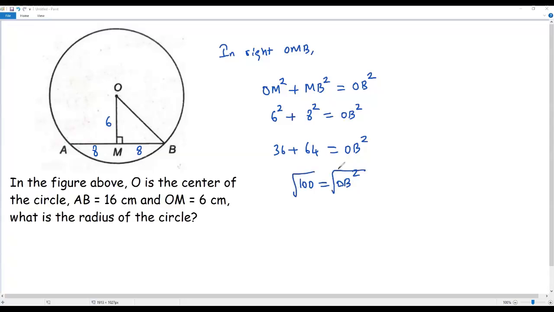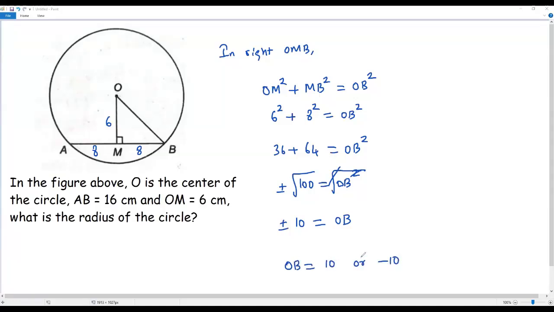When I take the square root on both sides, the square root and square will cancel out. Whenever I take the square root of a number, in front of the square root we will have a positive or negative sign. So the square root of 100 is just 10. We get positive or negative 10 is equal to OB. So I got the length of OB. OB is equal to positive 10 or negative 10.